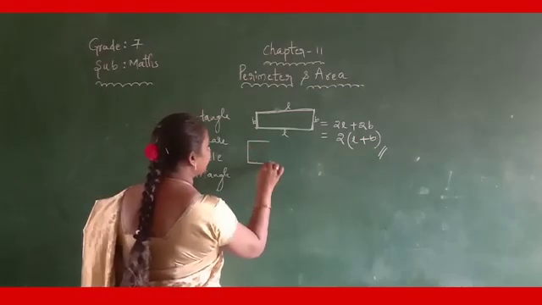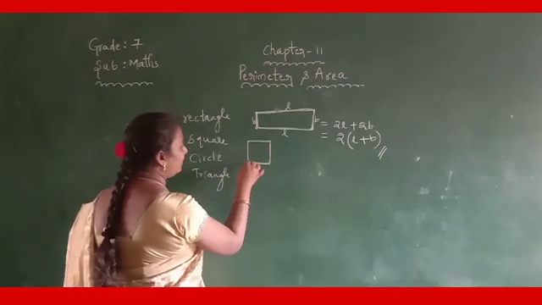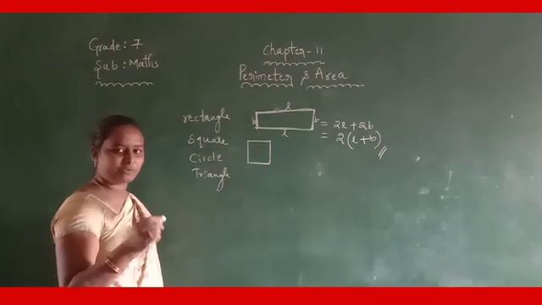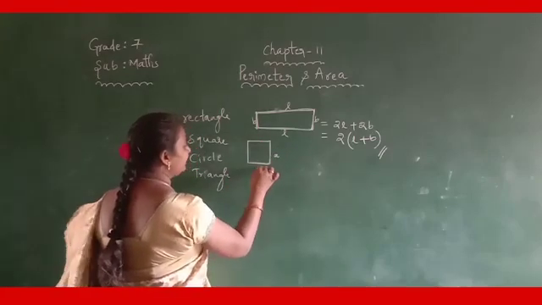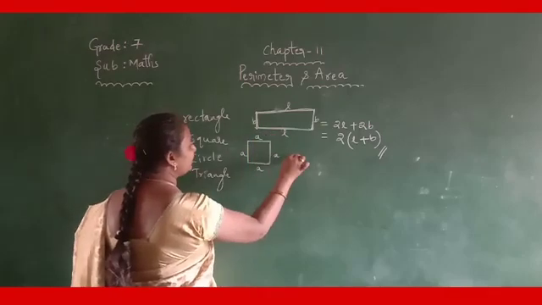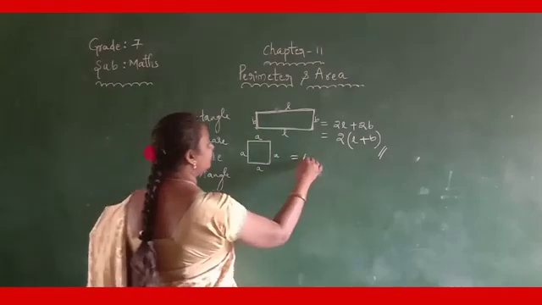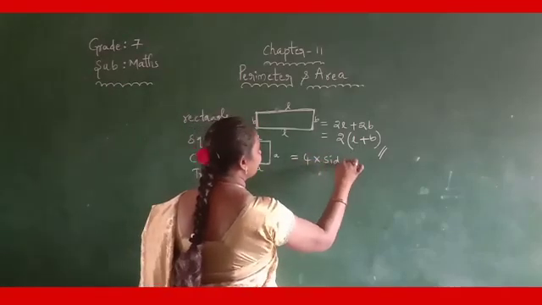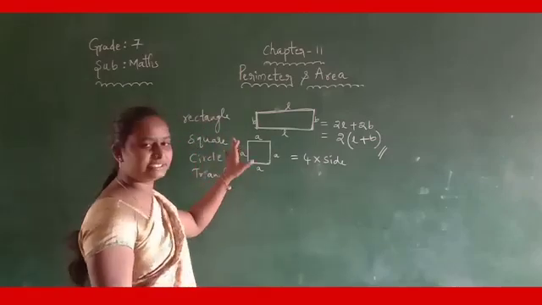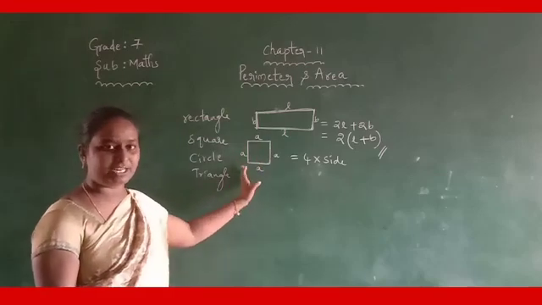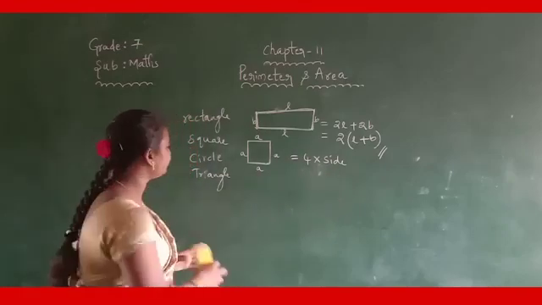And what about the square? Square means all sides are equal. A square has 4 sides. All sides are equal. If you take each side as A, how many sides are there? 4 sides, so 4 into side. That is the perimeter. So the square has 4 equal sides, and the perimeter of the square is 4 into side.